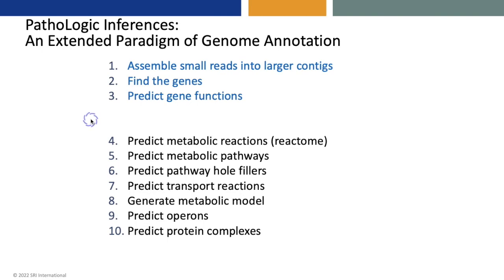It predicts the metabolic reactions of the organism, predicts metabolic pathways of the organism from the reactions. Now, when pathways are predicted, there are typically some steps in the pathway for which no enzyme has been identified in the genome because of the incompleteness of genome annotation. Pathologic will try to predict which genes in the genome fill those pathway holes. It will also predict the transport reactions of the organism. It will generate a metabolic model for the organism from the inferred reaction network. It will predict operons of the organism, and it will predict protein complexes of the organism.